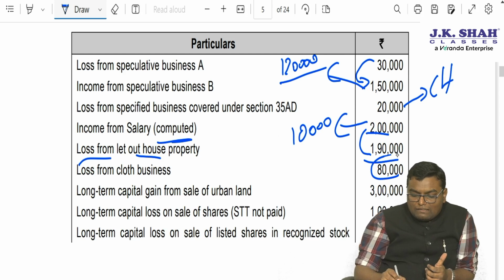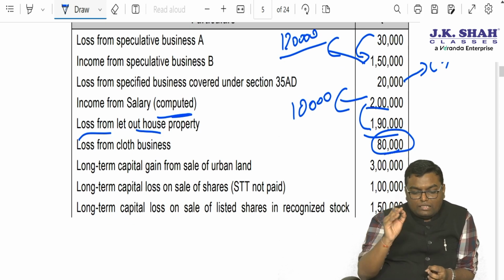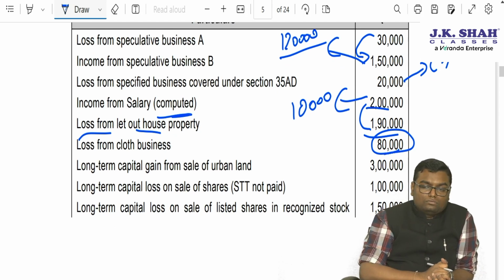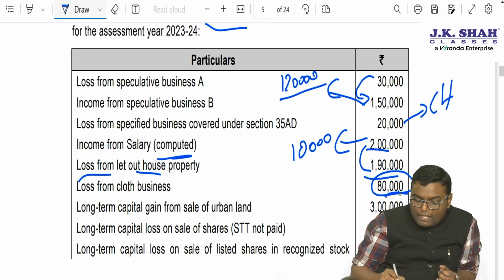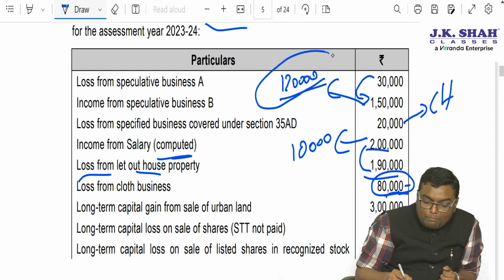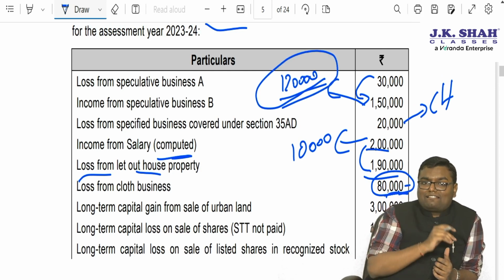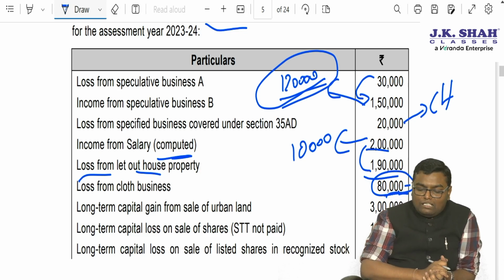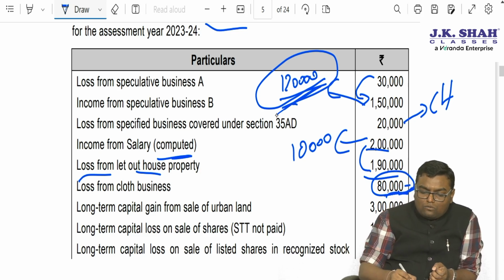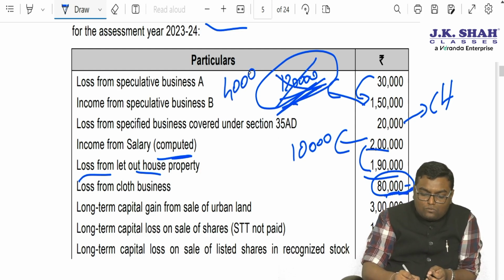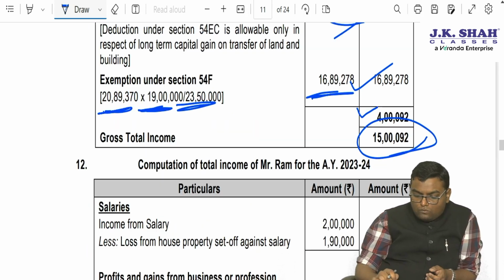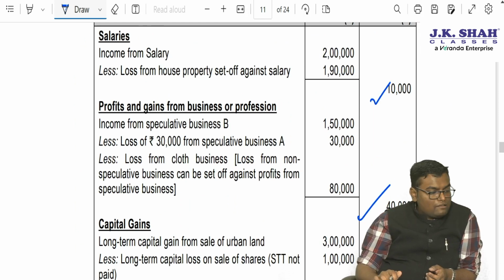Loss from clothes business is 80,000. Please remember, this is current year PGBP loss, and this loss is a non-speculative loss. Can I set off non-speculative business loss against my speculative business income? The answer is yes. Non-speculative business loss can be set off against speculative business income also. So I will set off this 80,000 against this 1,20,000, and my PGBP income will now be only 40,000. So currently I have 10,000 salary income and 40,000 PGBP income. Okay, so these two I have got.